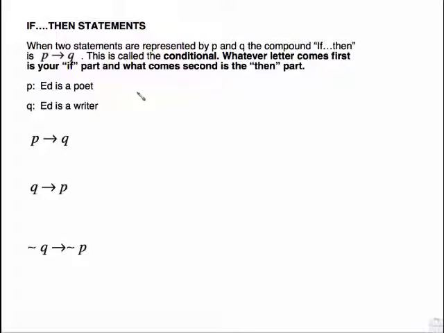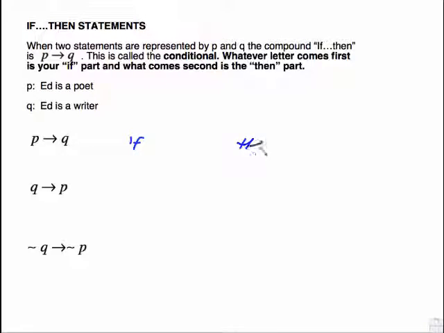If-then statements. When two statements are represented by P and Q, the compound if-then is written symbolically as P with this arrow Q. This is called the conditional. This is important. Whatever letter comes first is your if part, and whatever comes second is your then part. So P is Ed as a poet, Q is Ed as a writer. This right here says if P, then Q. So I know there's going to be an if and a then.